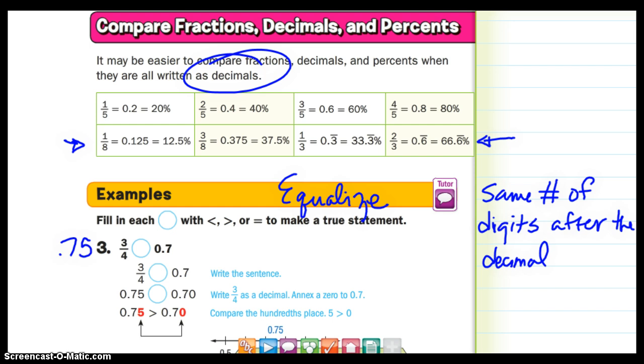Alright, we know that 3/4 is 75 cents, or 0.75. But I have a 0.7 over here, so I need to equalize it. I will put a 0. Now I'm comparing 75 to 70. 75 is greater than 70, so 3/4 is greater than 0.7.